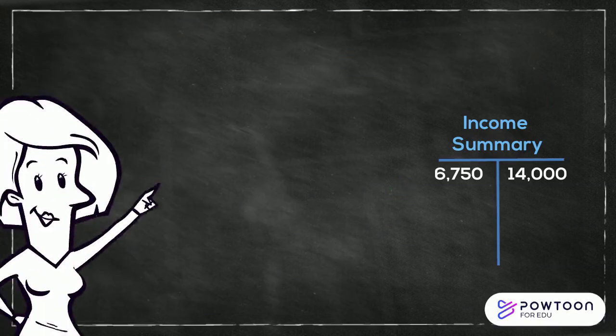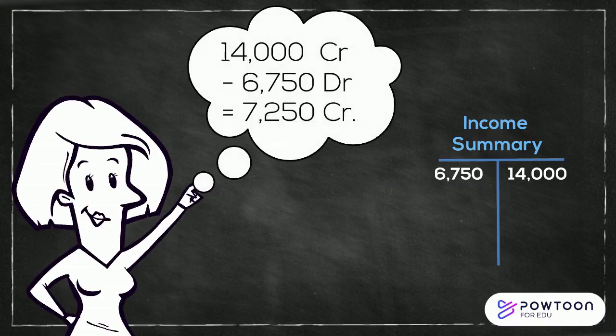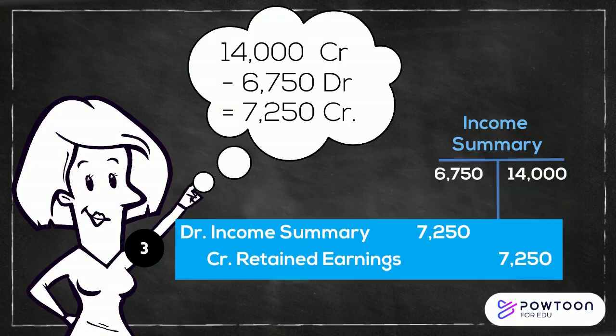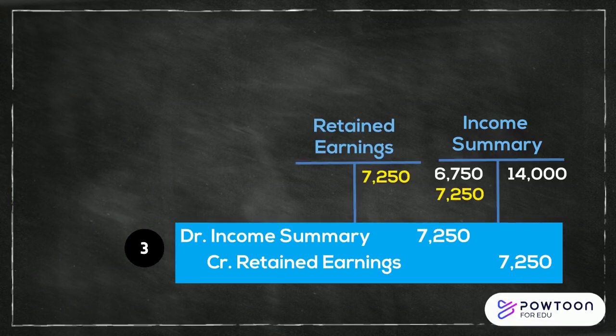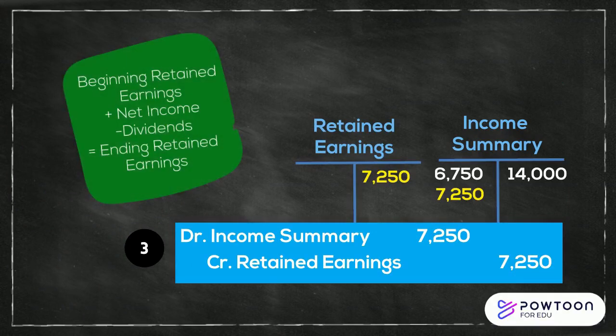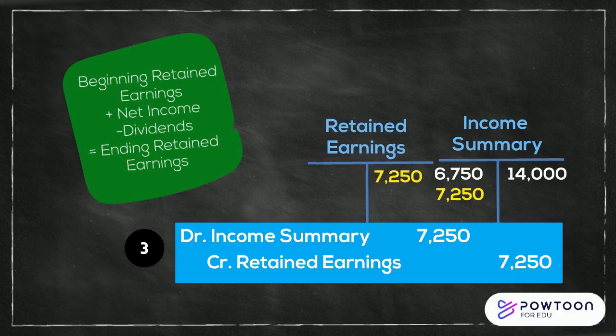Next, we have to close Income Summary into retained earnings. The Income Summary account currently has a balance of $7,250. So to close that account, we need to debit Income Summary and credit retained earnings. This completes the process of increasing retained earnings by the amount of net income for the year.